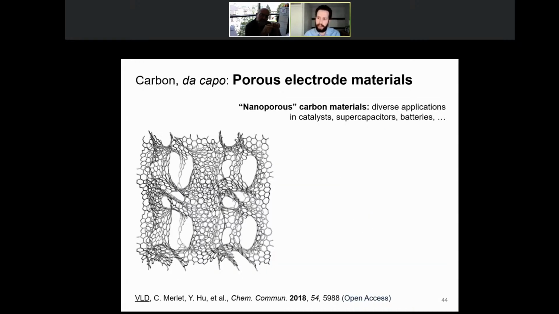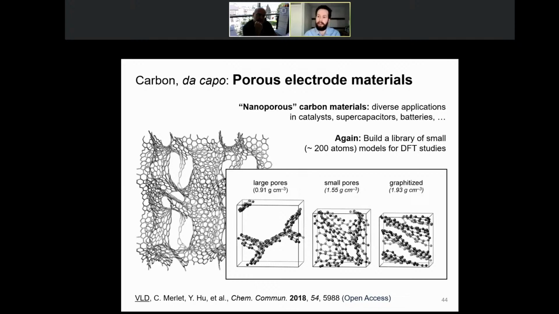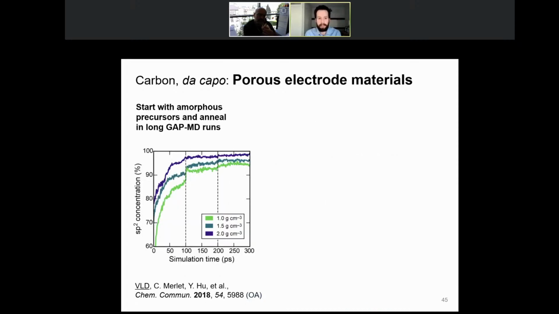Another type of carbon materials that's very interesting is those more porous forms, which are used in energy storage. If you have a low density carbon, you have pores where you could put ions in there, whether that's in supercapacitors or batteries. This is some work done together with Clare Grey's group at Cambridge. Again, I ask, can I make a library of small structures, and are those useful to study electrochemical questions?